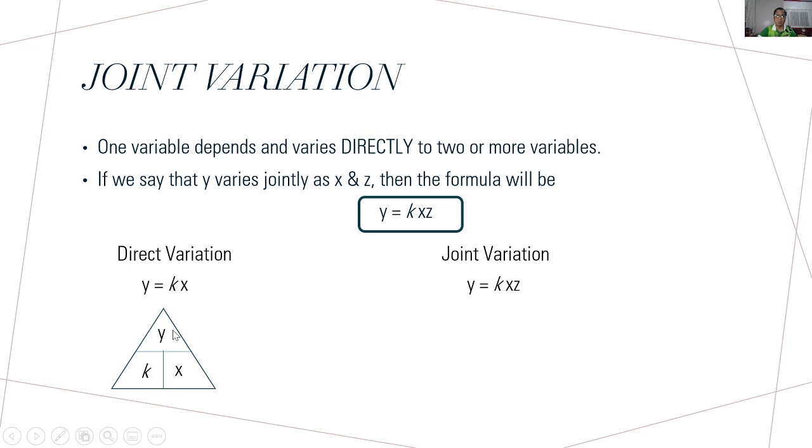So pag nawawala yung y, takpan mo, y is equal, anong naiwan? K times x. Kung nawawala yung k, so k equals, takpan mo, sir magkapatong yung y over x. So equals, magkapatong y over x. Kung x yung nawawala, x equals, takpan mo ulit yung x, ang natira, y over k, which means y divided by the value of the variation constant.